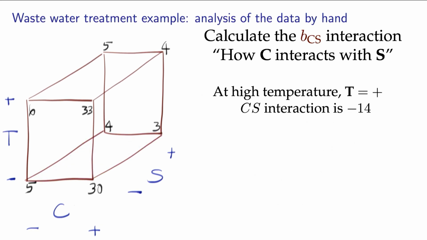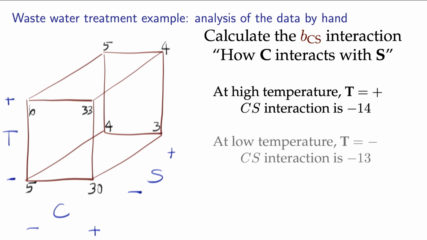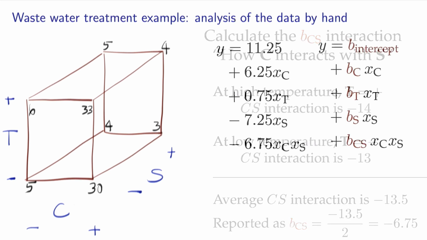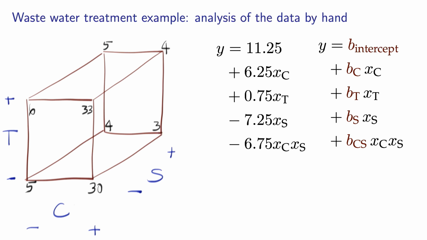So now we have two estimates of the interaction effect. One estimate is minus 14, the other estimate is minus 13. The average of those two numbers is minus 13.5, and when we report it, let's put in our model a value of half that amount. So in other words, minus 6.75. That's the value for BCS, minus 6.75.